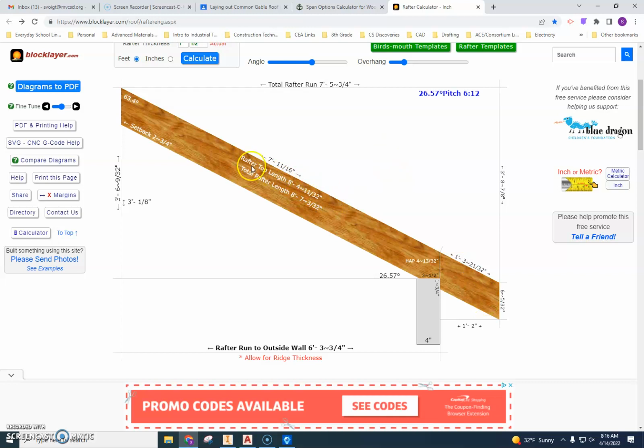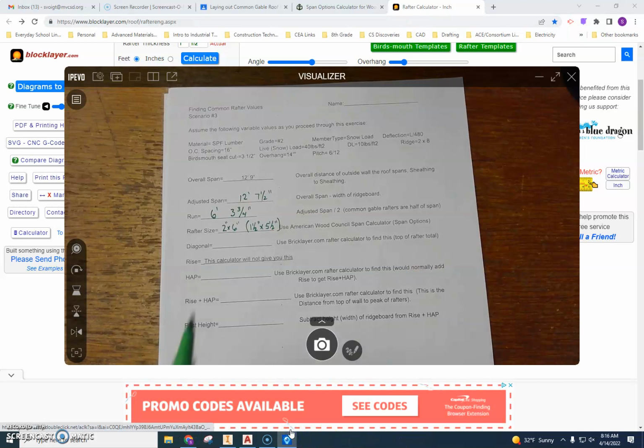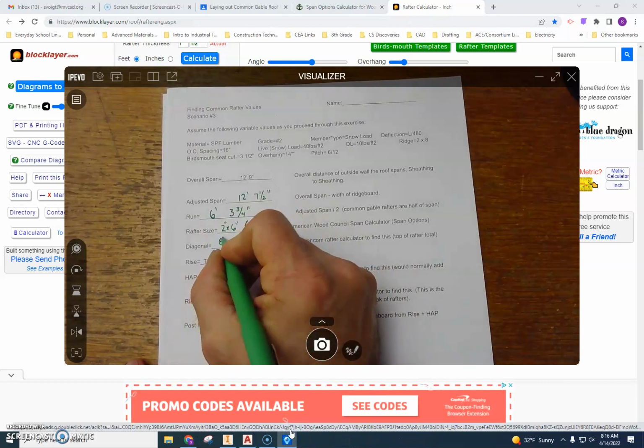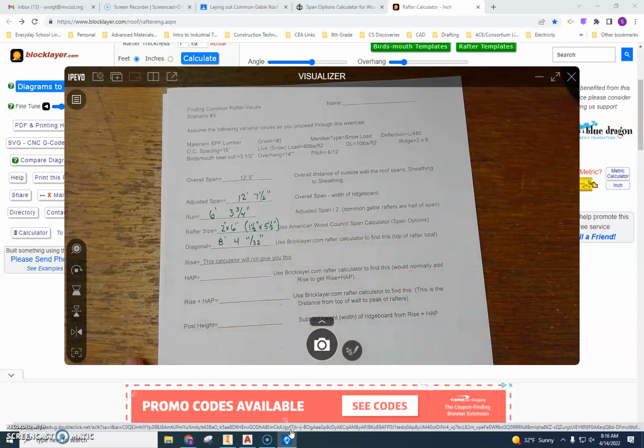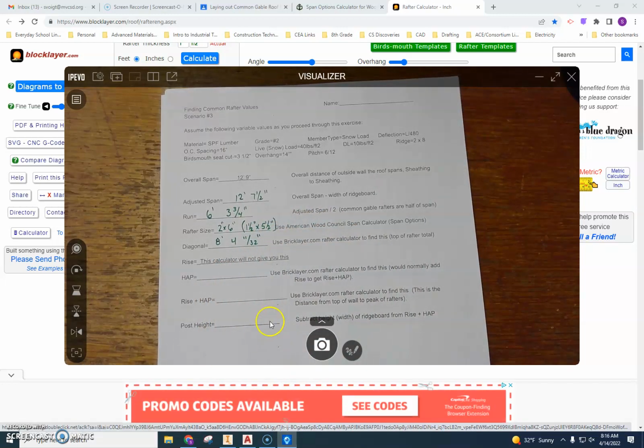They do that for you by giving you the rafter top length right there. They add those two together right there. So write that down as your diagonal. 8 feet 4 and 11/32 of an inch. Okay? So that's your diagonal. That is how long you're going to make your rafter.